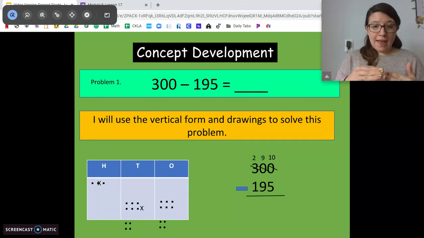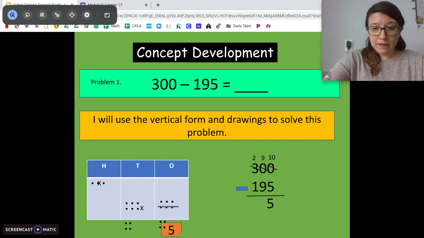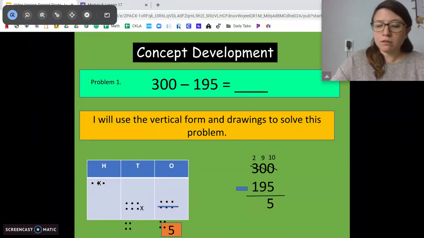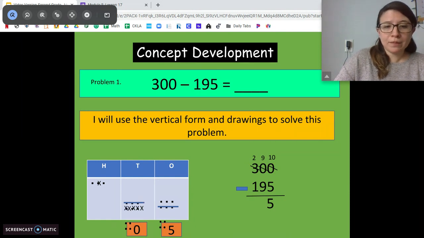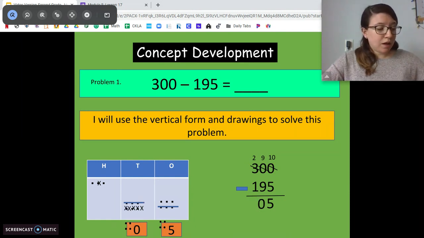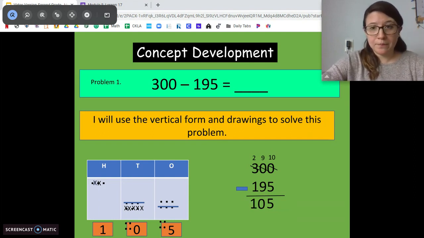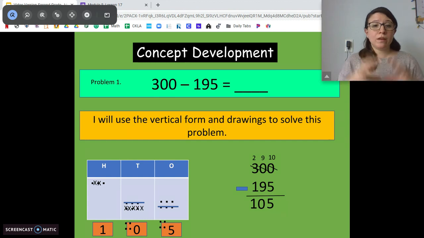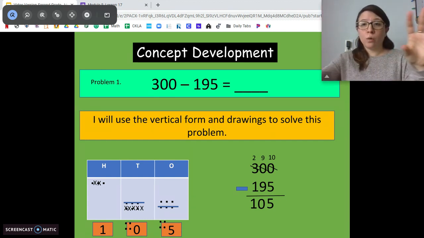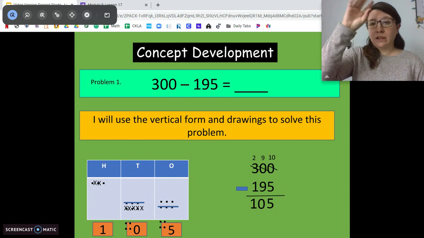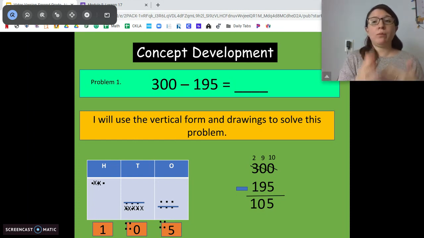So we have 10 1s and we need to take away 5 1s. So let's take away those 5 1s and we end up with 5. Now we have 9 10s and we need to take away 9 10s. There they go. We have 0 left. Now in our hundreds column, we still have 2 hundreds. We got to take away 1. So we have 100. Okay. So even though we started off with 0 across the top, 0 10s, 0 1s, we can regroup, we can move our places over, and we can still subtract.